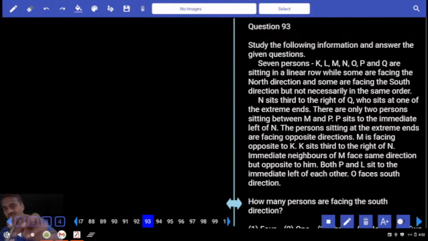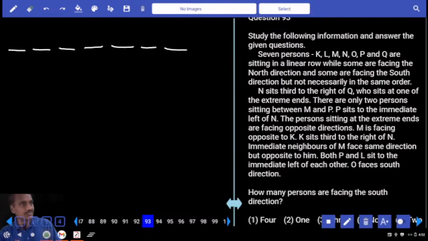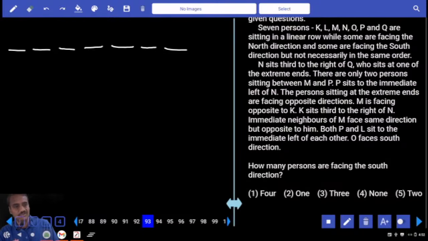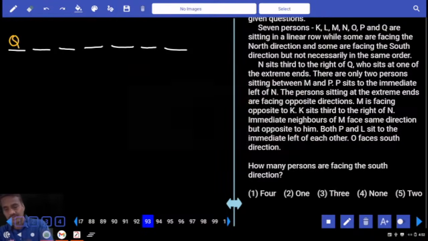Then 7 persons were there. 1, 2, 3, 4, 5, 6, 7. Then K, L, M, N, O, P, Q are seated in a line, and some are facing north and some of them are facing south. Then N sits third. Q sits at one of the extreme ends. Now Q is at one of the extreme ends, so how many possibilities do we have? Q can be at the left extreme or Q can be at the right extreme.